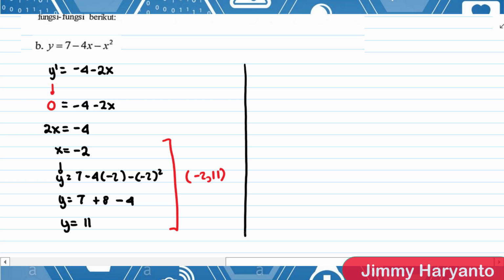To find the nature we have to use y double accent. Let's try to use y double accent. So the y double accent for this one is -2, and because there is no variable x in the y double accent, we cannot substitute x into it, but the value of the y double accent itself shows that it is less than 0. Less than 0 means the stationary point will be a maximum. So -2, 11 will be a maximum point or local maxima.